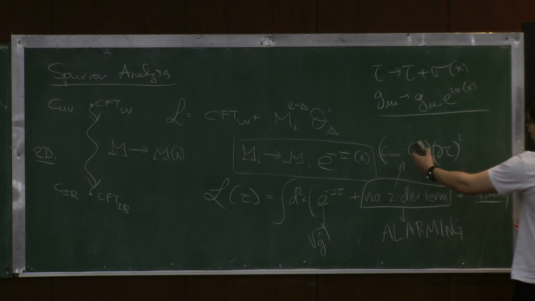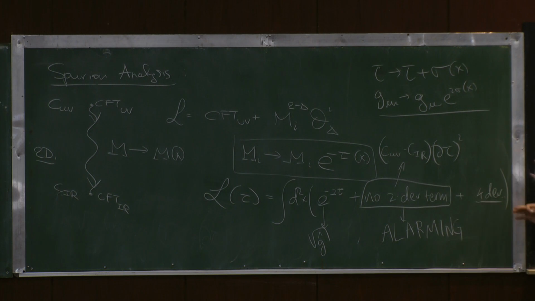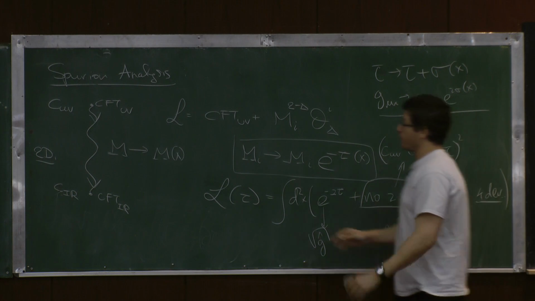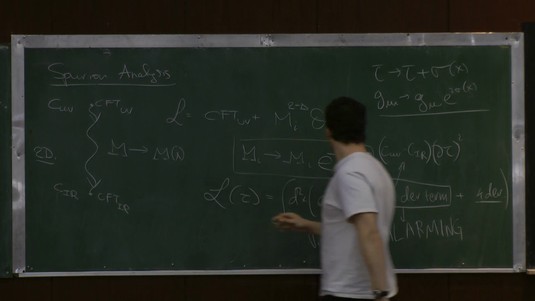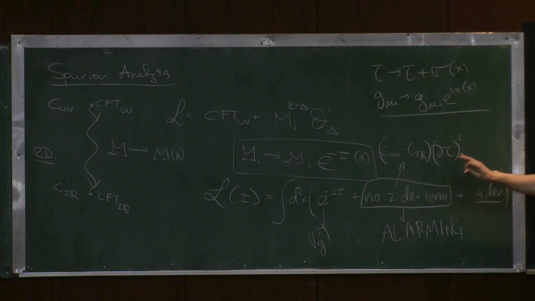And therefore, it's related to the anomaly. And this is the particular coefficient that appears if you do the calculation. It's C_UV minus C_IR, where C_UV is the physical anomaly at short distances, C_IR is the physical anomaly at long distances. And this is what shows up in the effective functional for tau from the Spurion analysis. I'll prove that in a second.